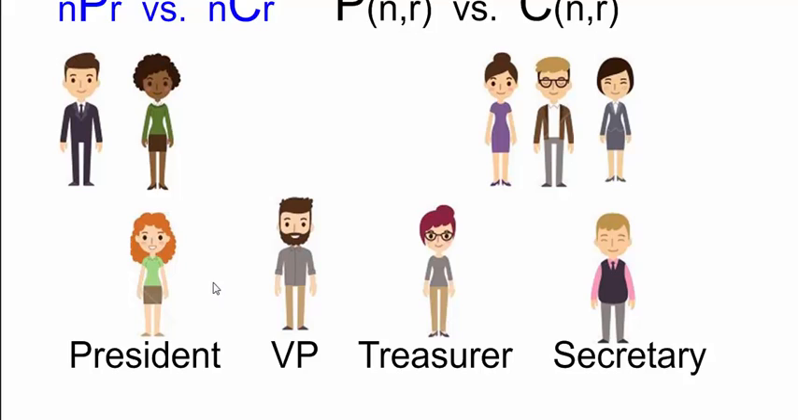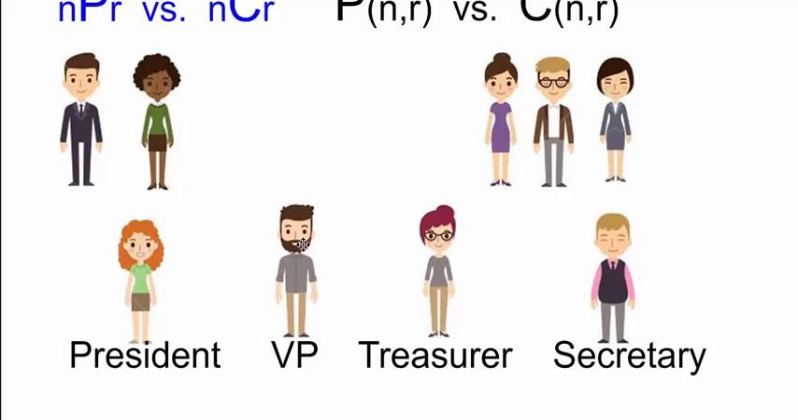This is a permutation. The ordering in which people are chosen and their specific roles in this situation are different based on the fact that they're given position 1, position 2, position 3, position 4.